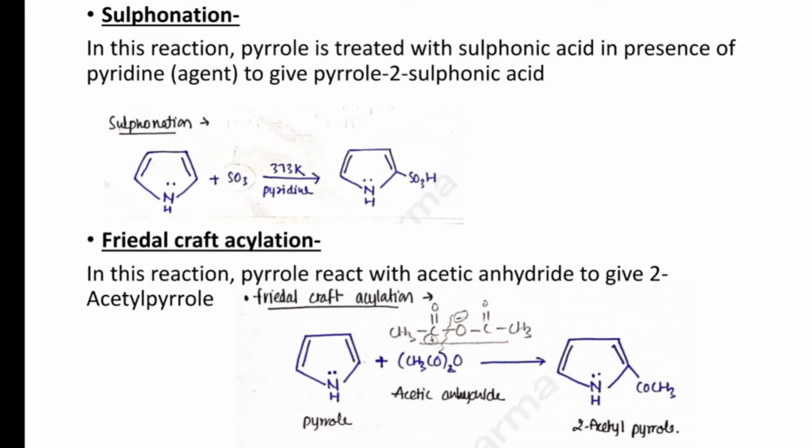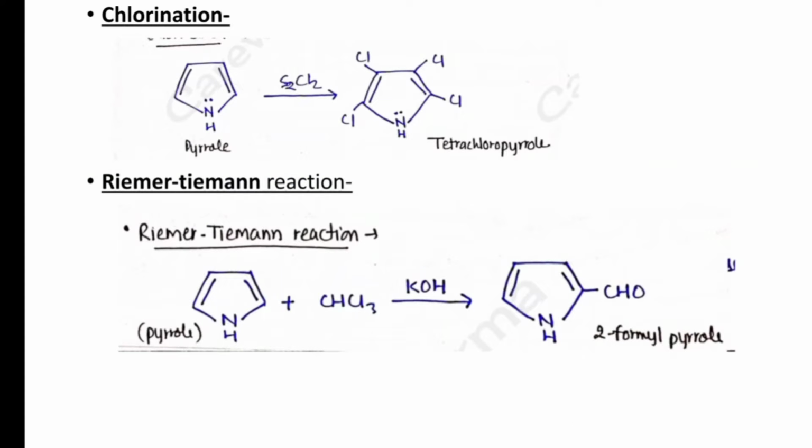The second one is sulphonation. In this reaction, pyrrole is treated with sulphonic acid in the presence of pyridine. It gives the product, that is pyrrole-2-sulphonic acid. Then Friedel-Crafts acylation. In this reaction, pyrrole reacts with acetic anhydride to give 2-acetyl pyrrole. Chlorination: pyrrole reacts with sulfuryl chloride, and it gives the product, that is tetrachloropyrrole. Then Reimer-Tiemann reaction. In that, pyrrole reacts with trichloromethane, that is chloroform. Then it gives the product, that is 2-formyl pyrrole.